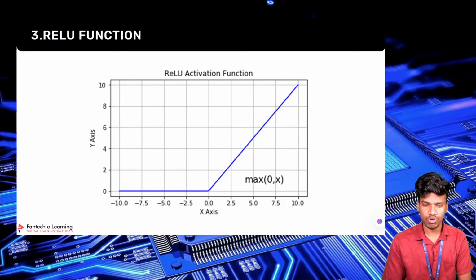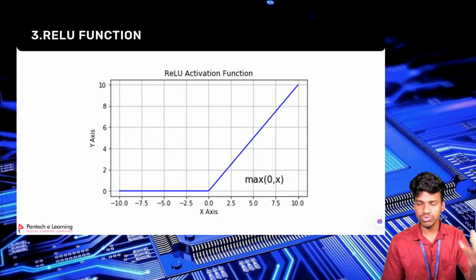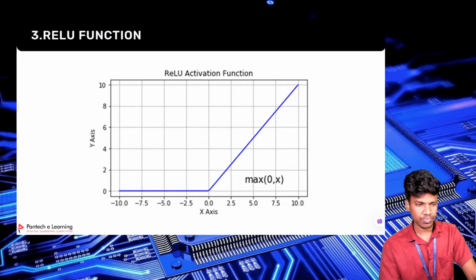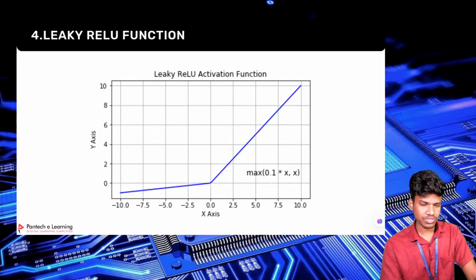X is the actual output. Our predicted output is another value, that is 0 or 1 or 2. That is the value we are getting, it is the predicted value. So leaky ReLU also is the same like that. We have to multiply by the weight and bias. That's it.